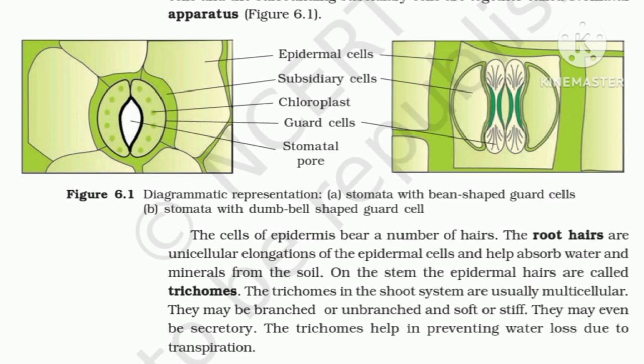On the stem, the epidermal hairs are called trichomes. The trichomes in the shoot system are usually multicellular. They may be branched or unbranched and are soft or stiff. They may even be secretory. The trichomes help in preventing water loss due to transpiration.